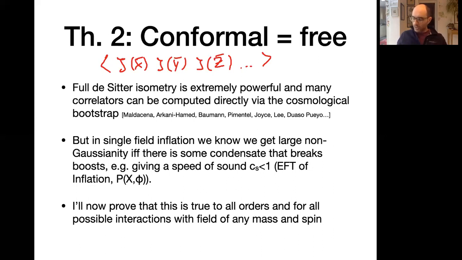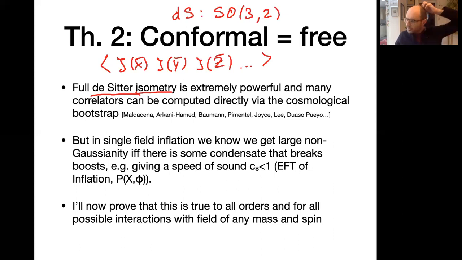So the key idea here is let's use the full de Sitter isometry. Just to remind you, the full de Sitter isometry group is SO, what is it? Is it SO(3,2)? So it's SO(4,1). No, it is SO(4,1).